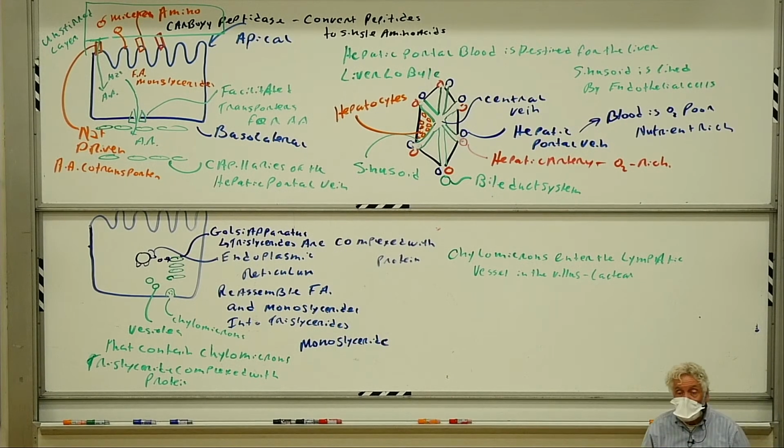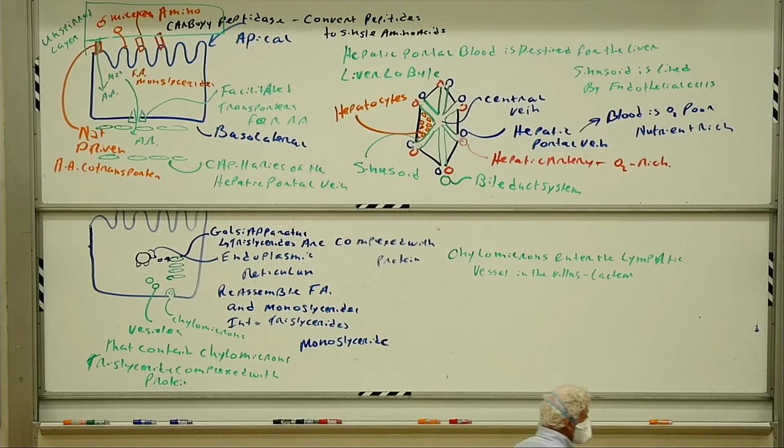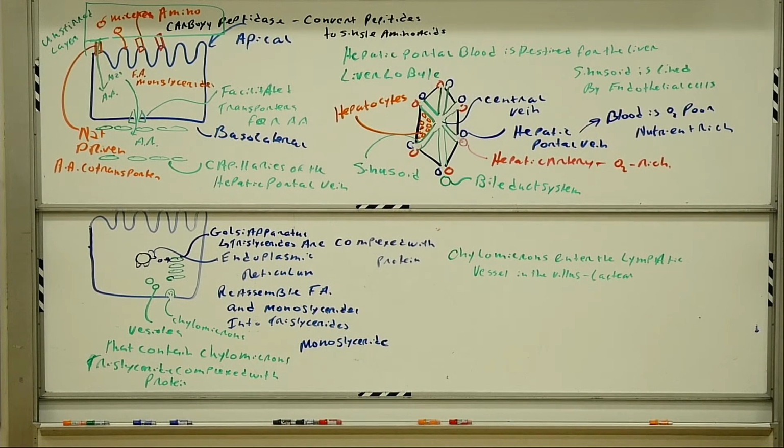Yes? So when in the Golgi apparatus, when the triglycerides are complexed with protein, does that make them more hydrophobic? That makes them more hydrophilic. So you're not just dealing with a totally hydrophobic molecule, and that's one of the reasons why you can have them in the lymph. Yes?